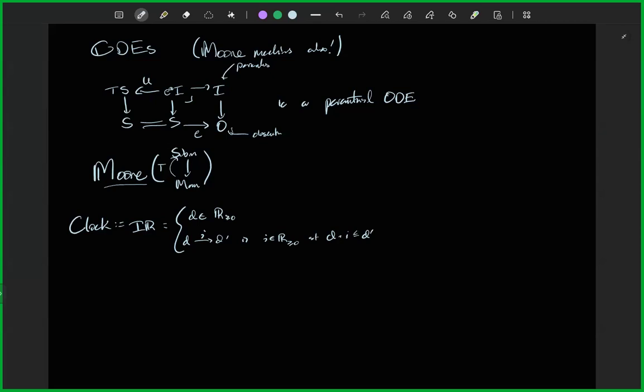Very similar. I'll secretly say that the delta inert is the twisted arrow category of the natural numbers and their ordering. And IR here is the twisted arrow category of the real numbers and their ordering. Okay. So again, we're going to say C of D is going to be an ODE.